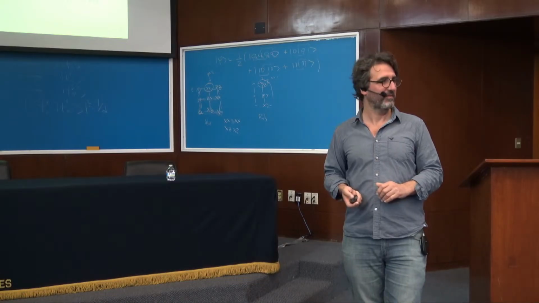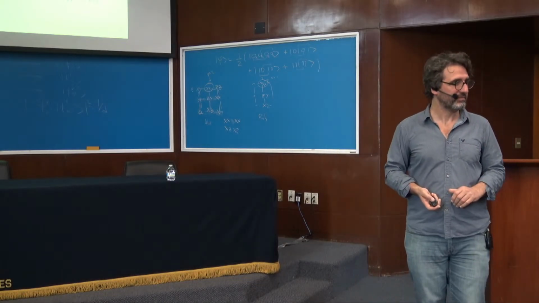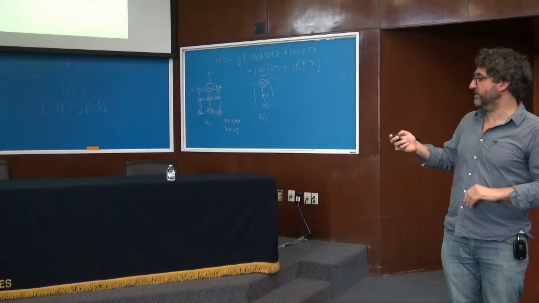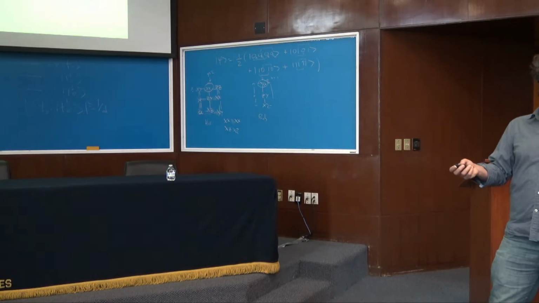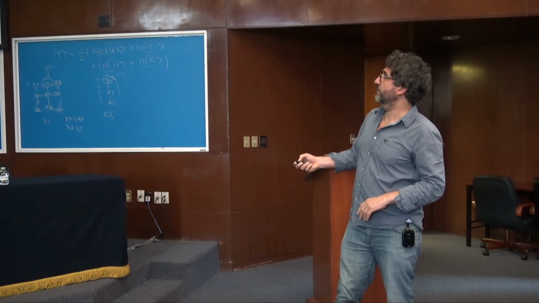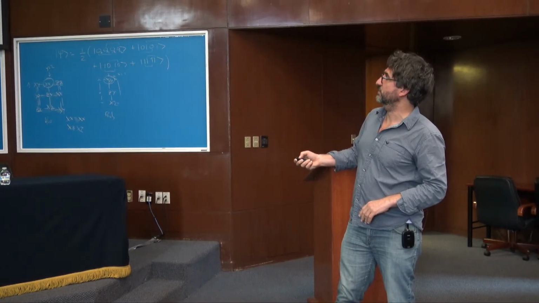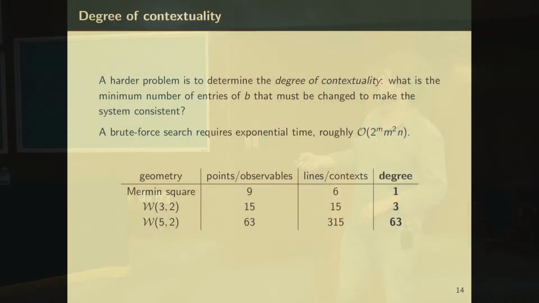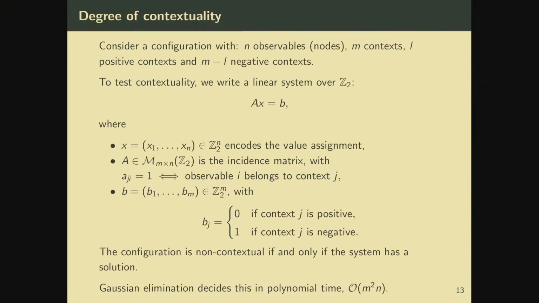Can you look at the spectrum for the second largest eigenvalue? No, it's much simpler than that. That's what I explained also yesterday. The degree of contextuality is: you have some assignment that corresponds to the lines you want satisfied, and you look for a vector that satisfies as much as possible of the constraints. And the degree is the failure, like how many equalities you don't satisfy.